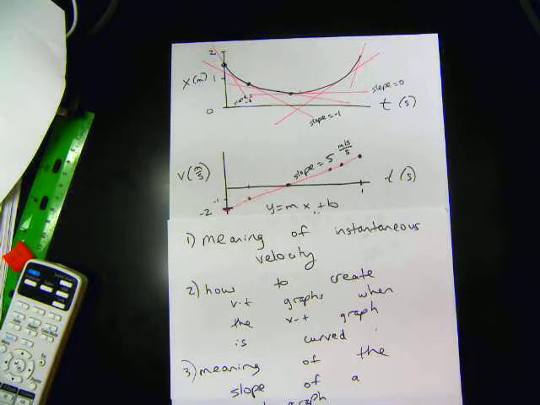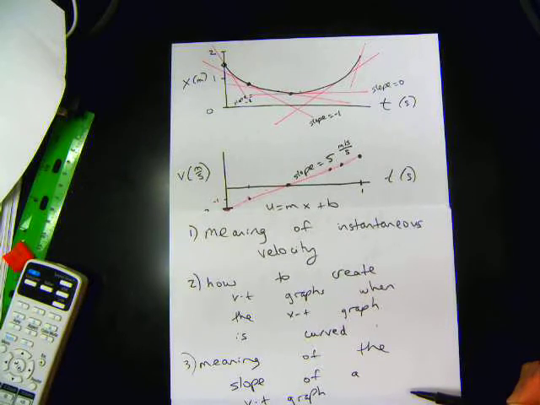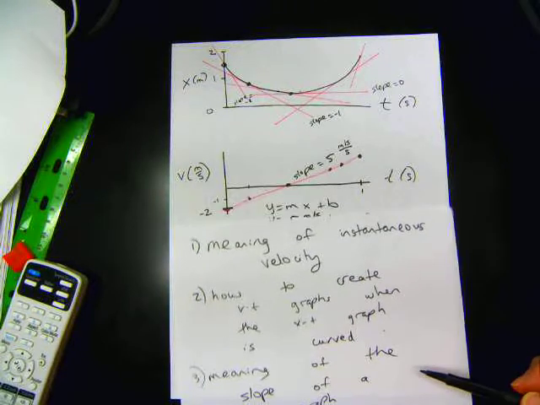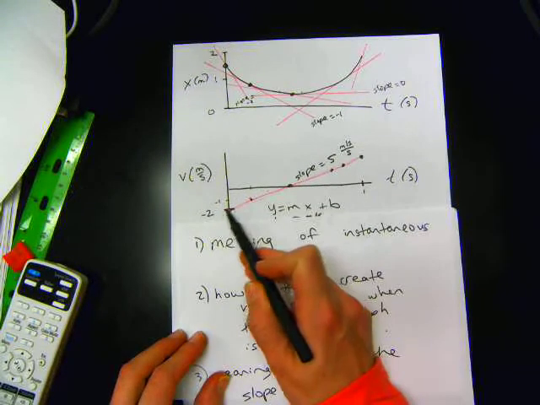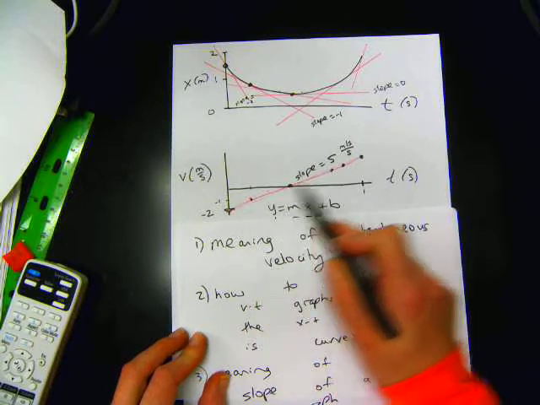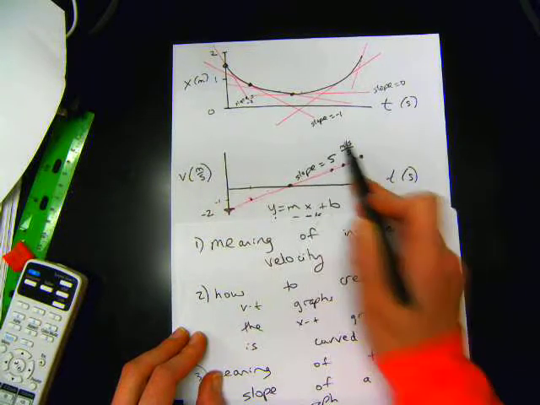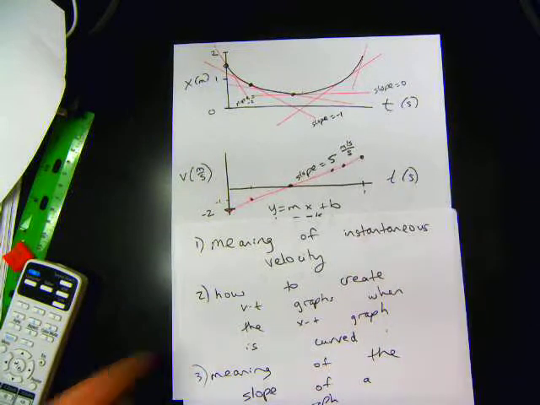The third and final thing we need to know is the meaning of the slope on the velocity time graph. And to find the meaning of the slope on the velocity time graph, it helps to have numbers, so I just made some up. Again, let's say that velocity is -2. Let's say that slope is 5. It's got weird units because it's rise units, meters per second, over run units, seconds.